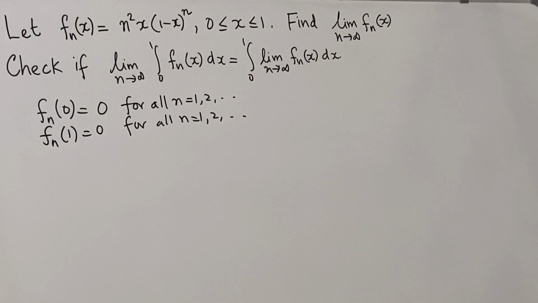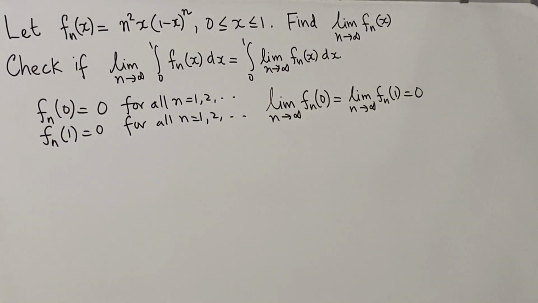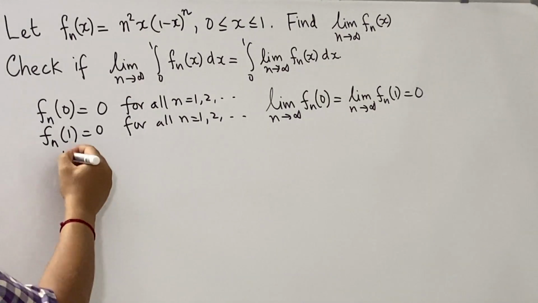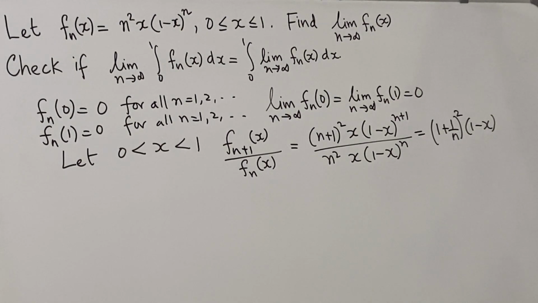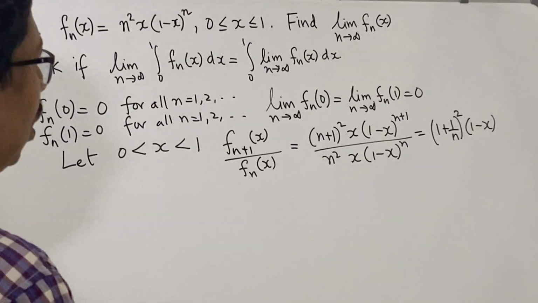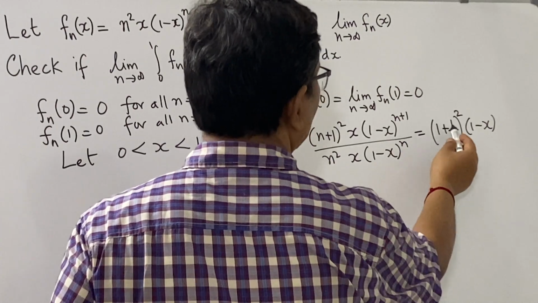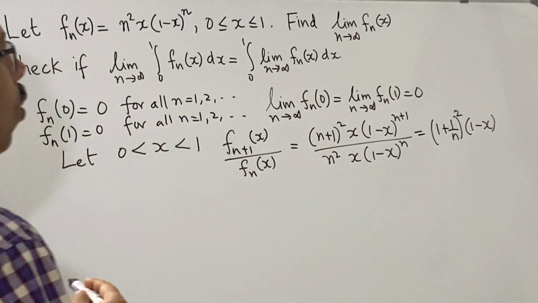So for the points 0 and 1, the sequences f_n(0) and f_n(1) are both identically 0, and hence the limit as n goes to infinity of f_n(0) is equal to 0, and the limit as n goes to infinity of f_n(1) is also equal to 0. So now we will assume that x lies between 0 and 1. The ratio f_{n+1}(x) divided by f_n(x), by simple calculation, turns out to be (1 + 1/n)² into (1 − x).